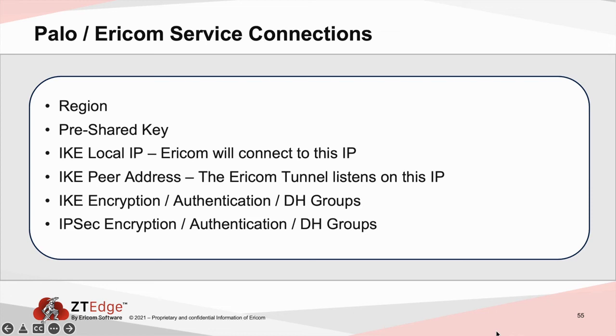In relation to the IKE advanced options and the IPsec advanced options, it's important that the encryption, the authentication and the DH groups match on both sides of the service connection. You can use different values, but we just need to know what you've selected, so when we create the service connection on our side, they match up.